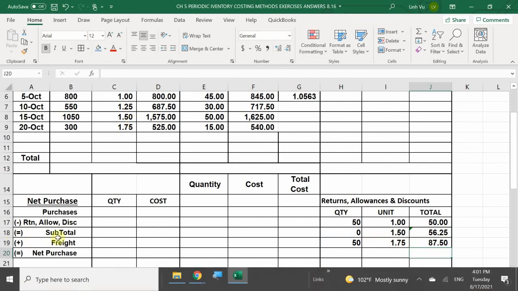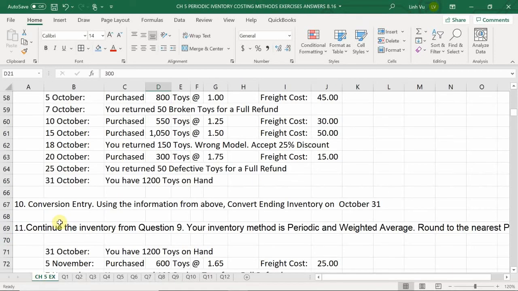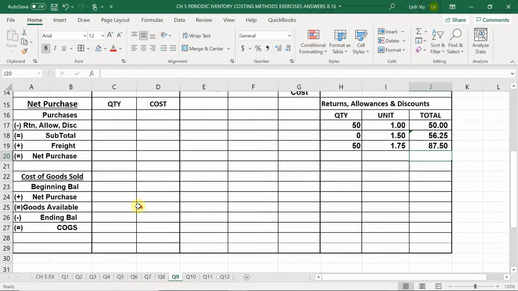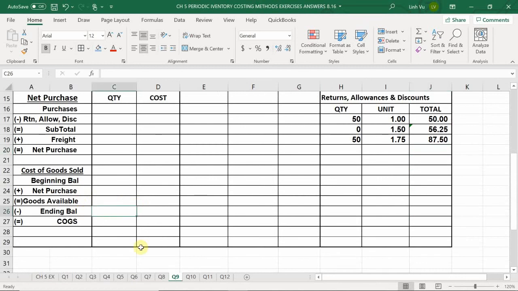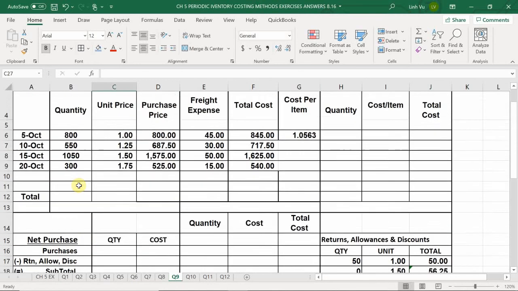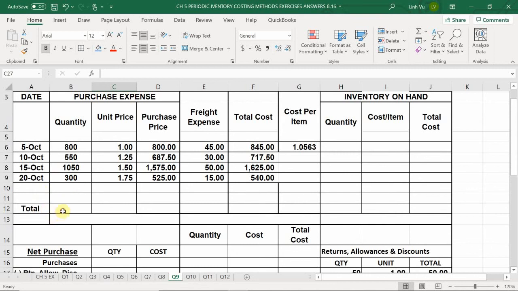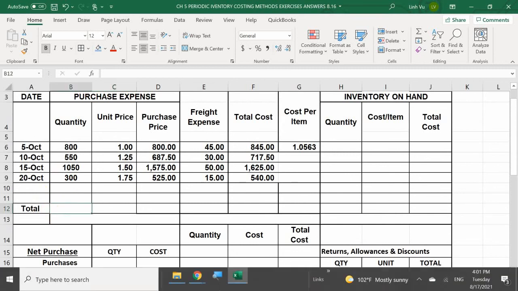$87.50. Last but not least, on October 31st, you have a total of 1,200 toys on hand. So 1,200 toys on hand. I'm going to go ahead and fill that in right there. So ending balance is 1,200 items. Let's go ahead and total up our purchases.